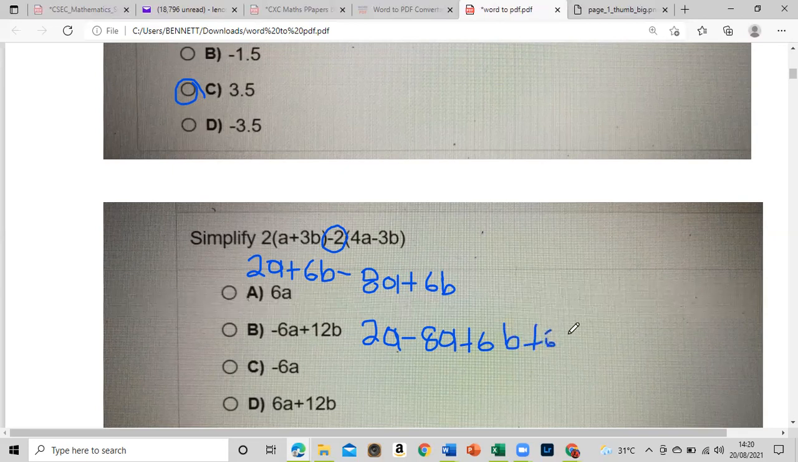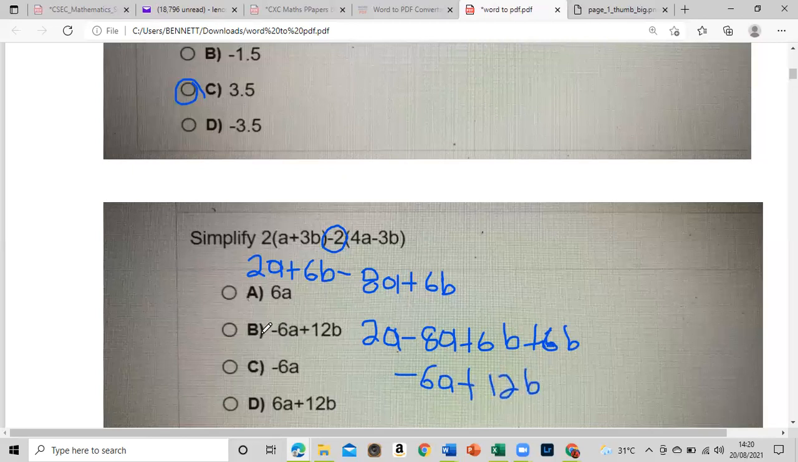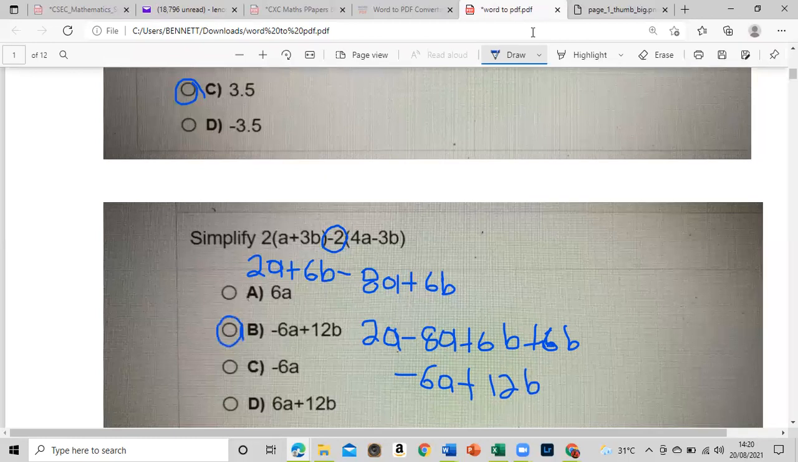So 2a minus 8a will give us negative 6a because 8a is bigger, and 6b plus 6b is 12b. Don't see that answer yet. Oh, yeah, I'm seeing it now. I'm seeing it. So that would be B. All right, guys. Hope everyone got that.